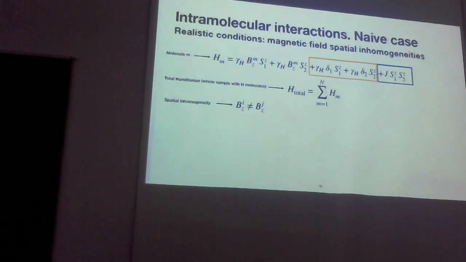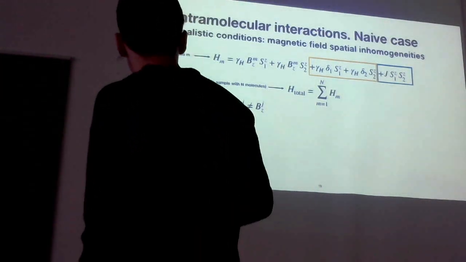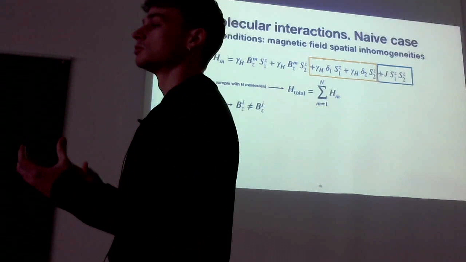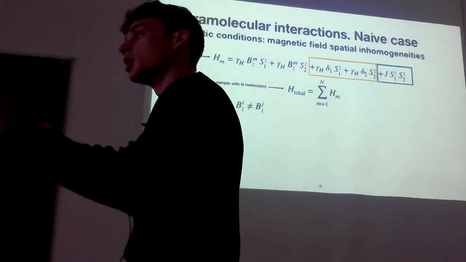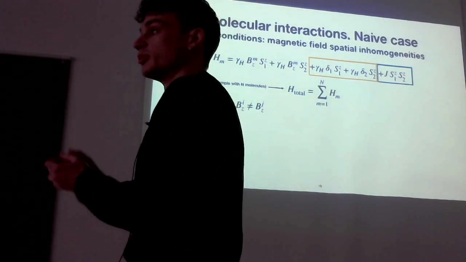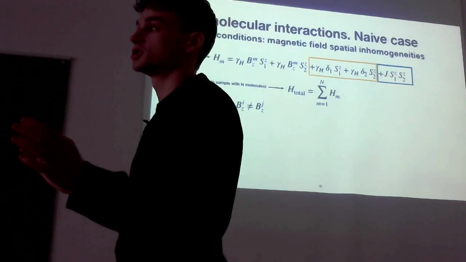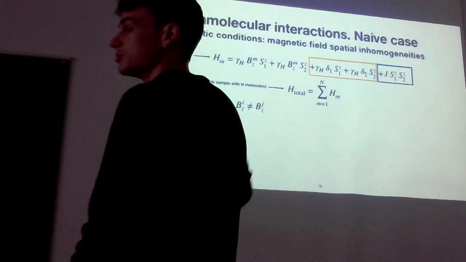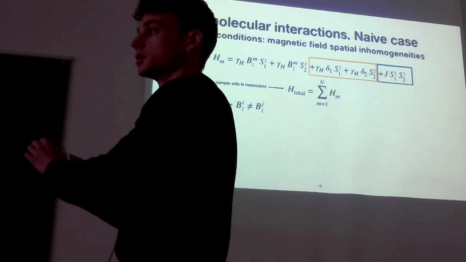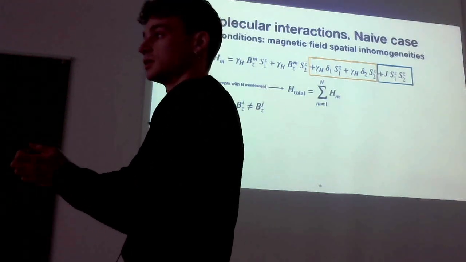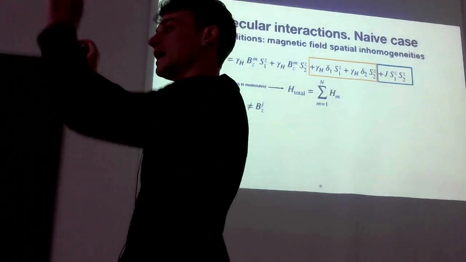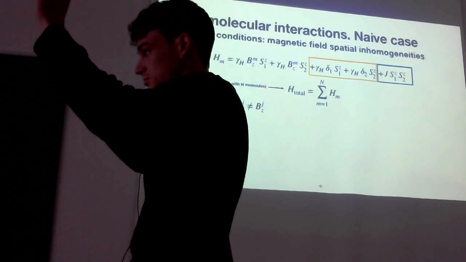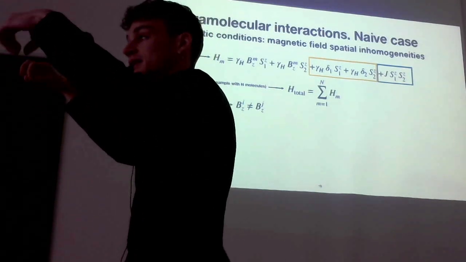So you're assuming that the magnetic field can change between molecules, but the chemical shift and the coupling are preserved. Yeah, because you assume that every molecule is the same. So in principle, the intramolecular interactions do not change, but the magnetic field changing between molecules is due to spatial inhomogeneities in your magnetic field. So if you have a molecule here and a molecule here, they are the same, so the interactions coming from inside of them are the same.